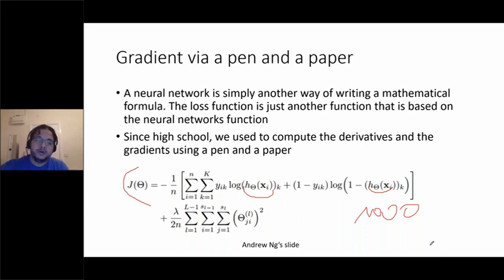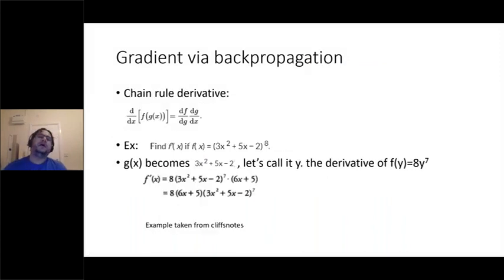Tell me, guys, how long will it take you? Too long. Very, very long. Maybe you need a whole notebook, like 100 pages, to compute a derivative that is that big. So we avoid doing this, and we use backpropagation.